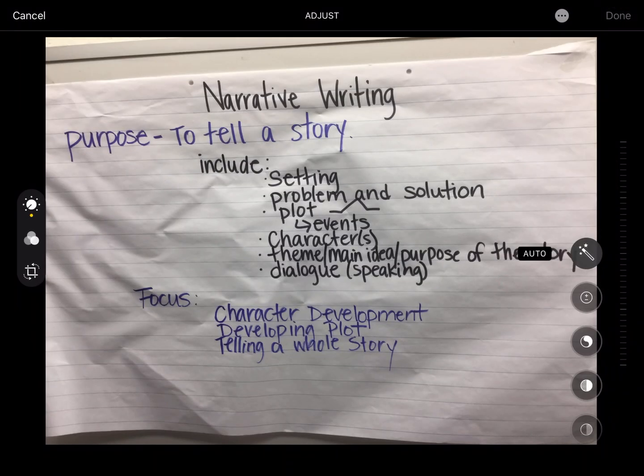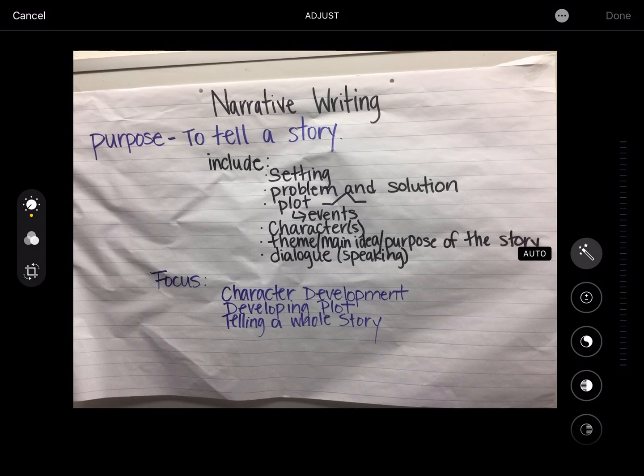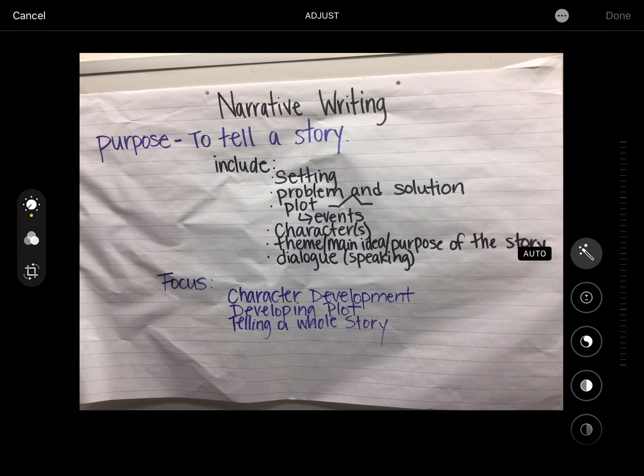So this is just a quick reminder of narrative writing. Here is our anchor chart, which we did in class, and you should have added to your writer's notebook. Remember, the purpose of a narrative writing assignment is to tell a story. You as the author are telling a story. You need to include the same things that we include when we do step 1, retell.